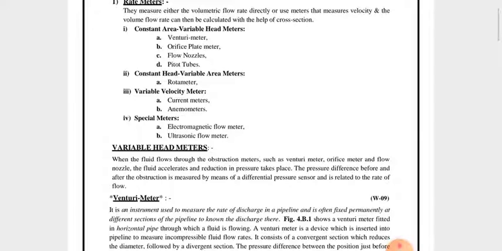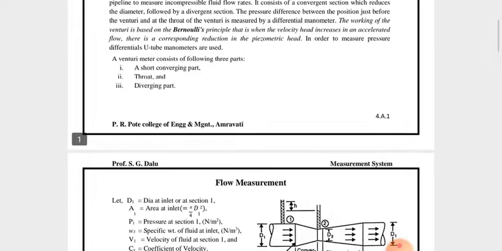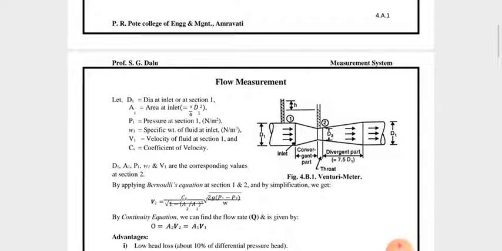Suppose we consider the section before the obstruction as section 1 and the section after the obstruction as section 2. There will be a difference in velocity and pressure between section 1 and section 2, which we will see in detail in the venturi meter. So first is the venturi meter. Before going to the text material, we will just illustrate the diagram. This is the schematic of the venturi meter, in which you can observe section 1 and section 2.